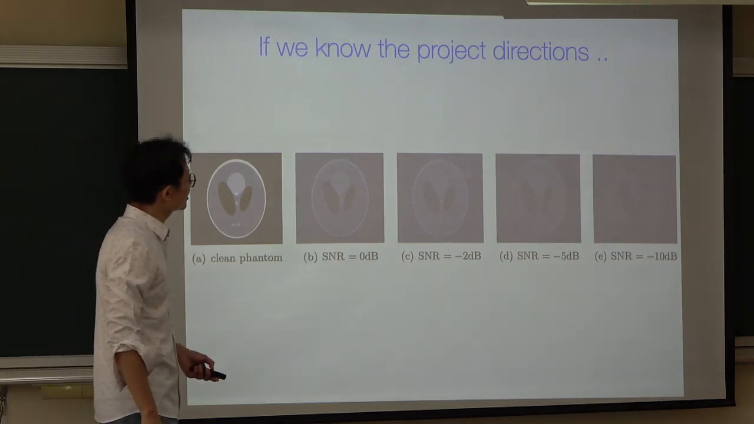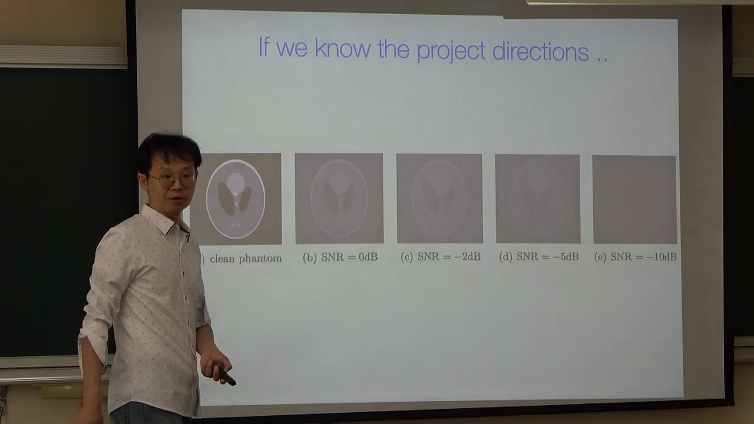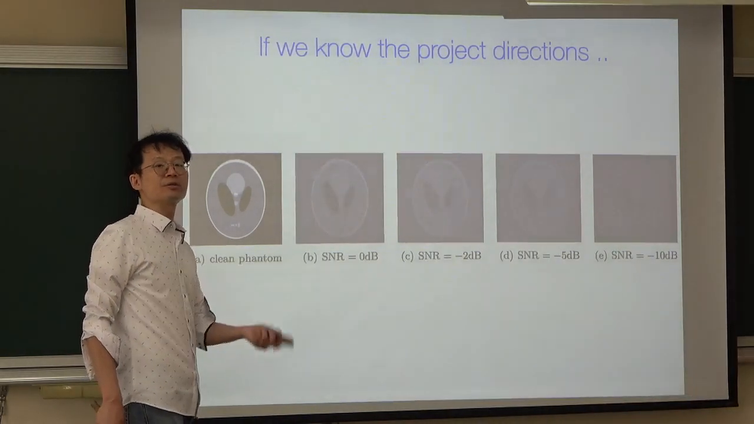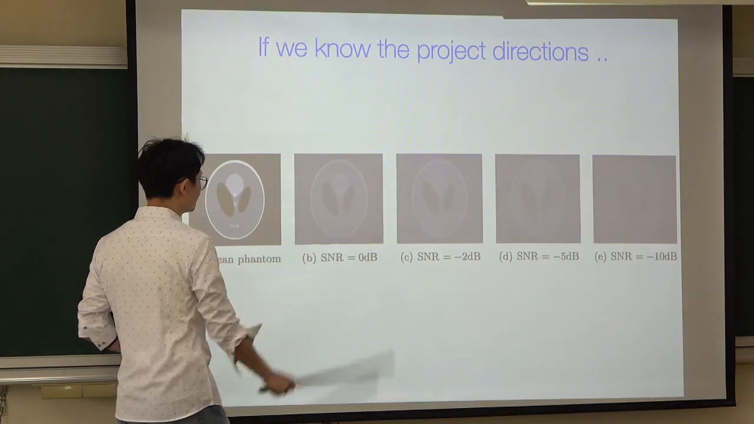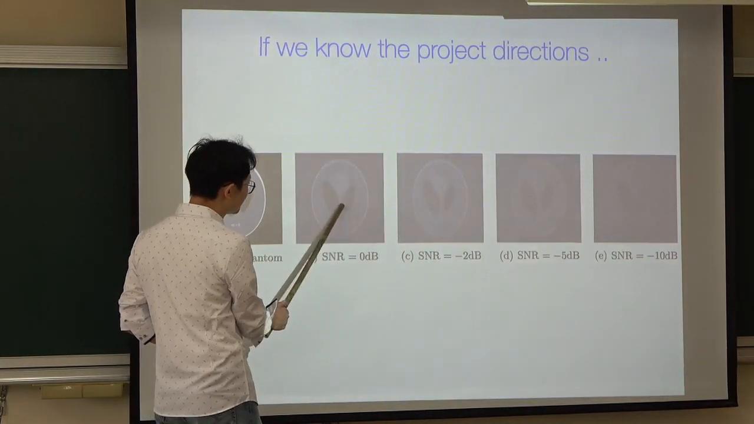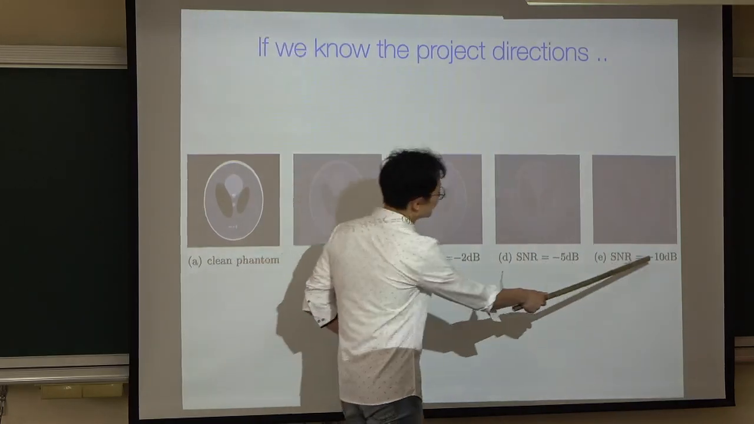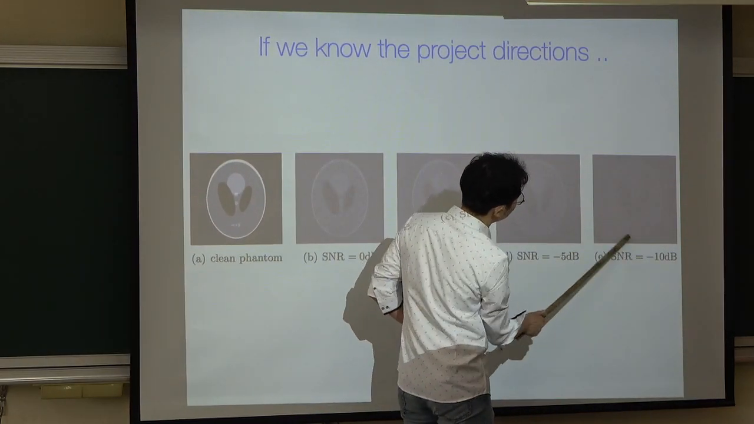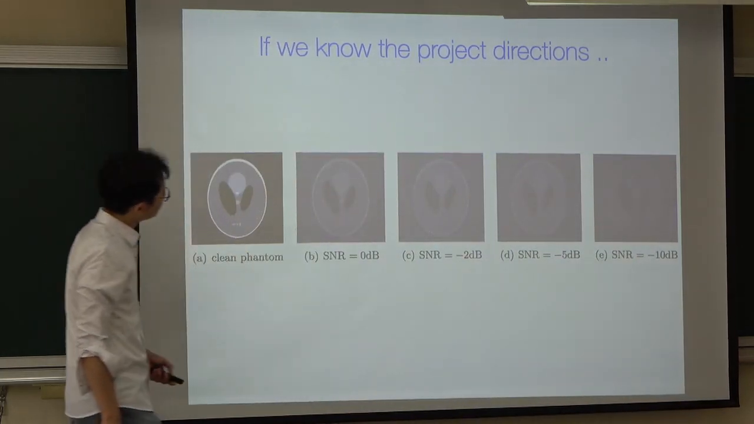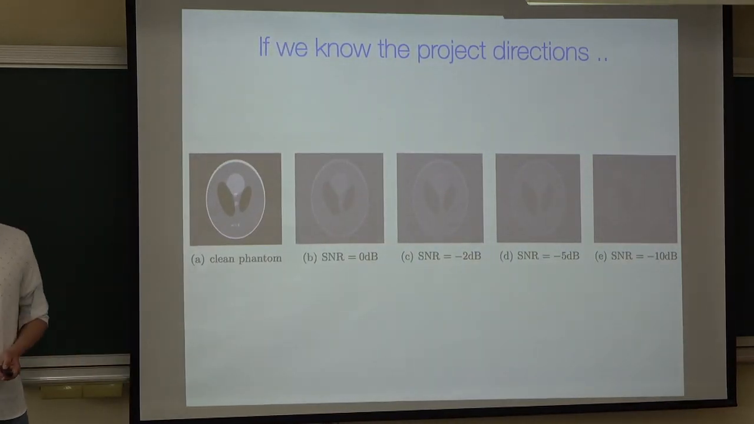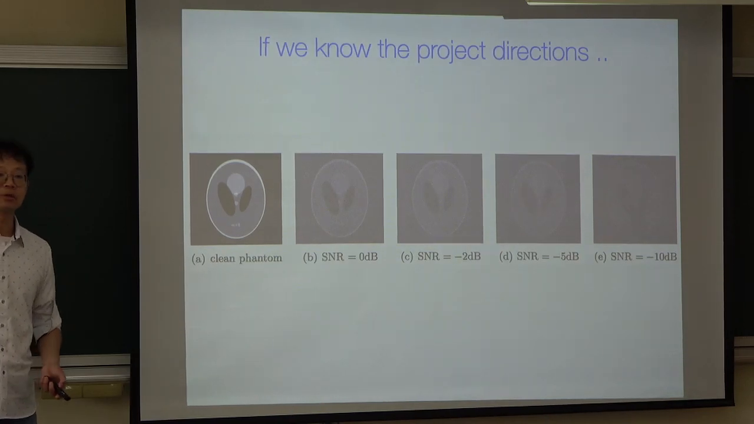Well, the second step, let's see. Suppose we do have the projection direction. Can we still get the phantom back from noisy data? Yes, we can. For example, with SNR 0 dB, minus 5 dB, even minus 10 dB, you can still see quite a lot of structure of the phantom, can't you? So suppose we can get the projection direction back, everything seems to be good.